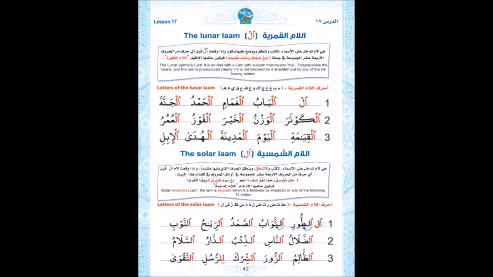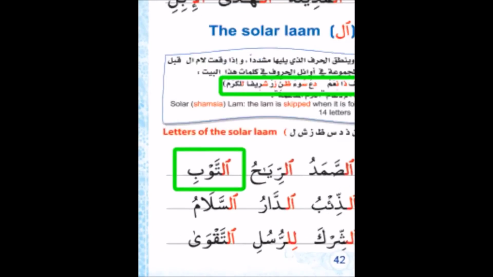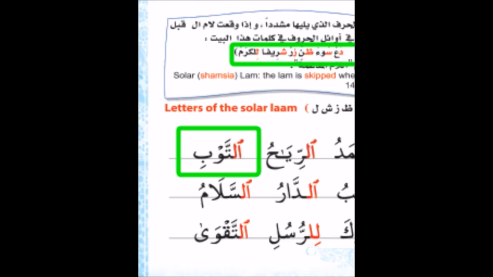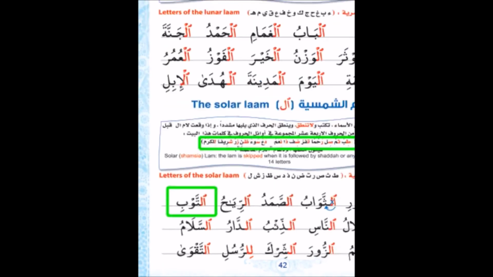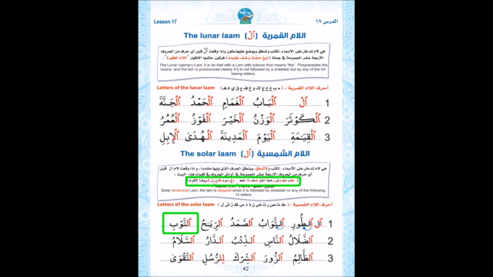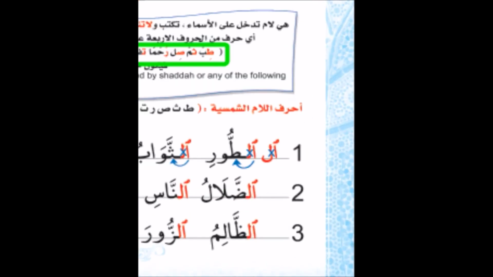Also, once we move down to the end of the page for the solar lam, again, we have a phrase for the older students to memorize if necessary. If not, we can easily recognize the case of the solar lam because it is skipped. It has no sign on top of it, no sukun, and the letter after has a shadda. So we can explain this with the arrows and X's as we've done before.